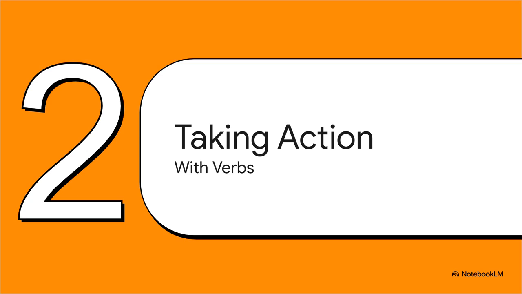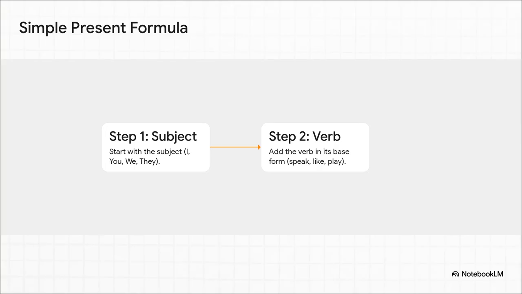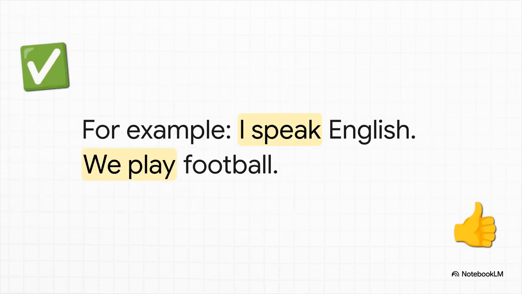Now we're going to talk about pretty much every other verb out there. You know, the action words. Words like speak, eat, work, and play. Now, for most subjects, and I'm talking about I, you, we, and they, the formula is about as simple as it gets. It's just two steps. First, you pick your subject. Second, you add the verb. That's the whole recipe. And I'm not kidding, it really is that simple.